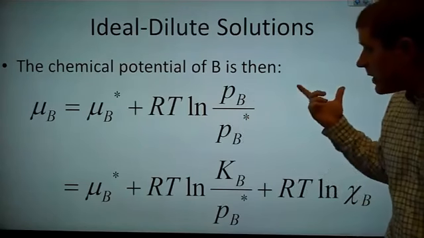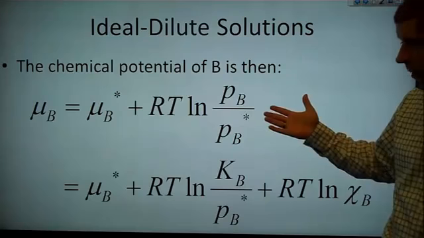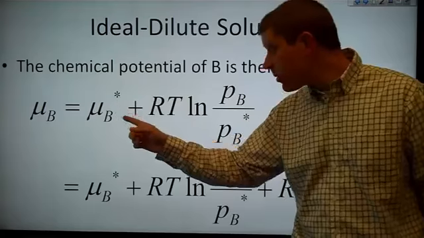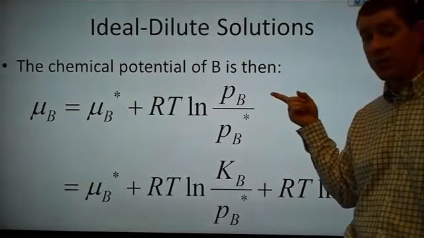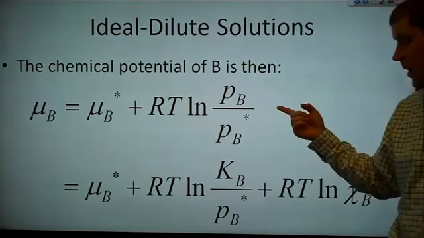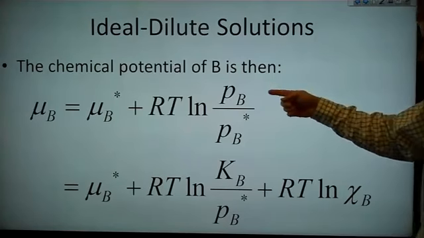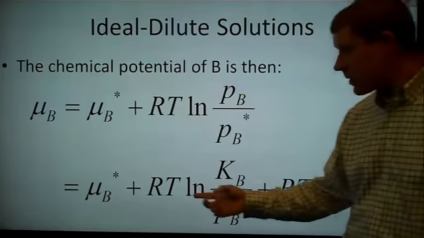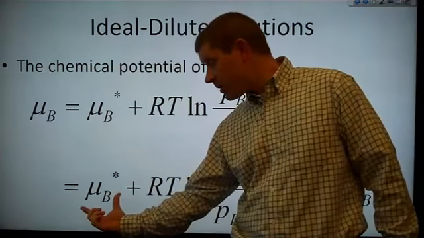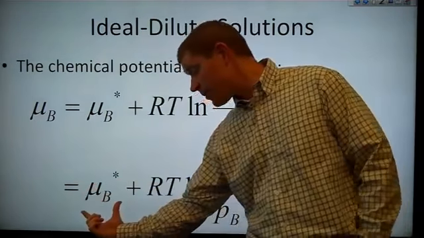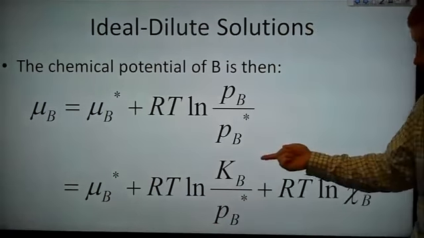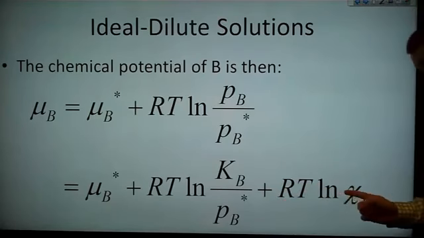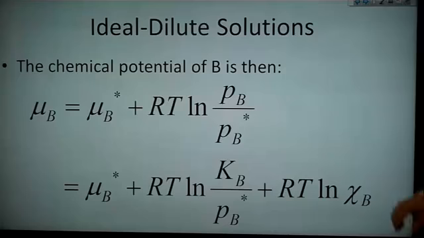And so now for the chemical potential of B, we get an equation that looks something like this. The chemical potential of B in the mixture is equal to the chemical potential of B while it's pure, plus R times T times the natural log of the vapor pressure of B divided by the vapor pressure of pure B. And now we can use Henry's law to get rid of this vapor pressure of B. So now the chemical potential of B is equal to the chemical potential of pure B plus R times T times the natural log of our Henry's law constant Kb divided by the vapor pressure of pure B, plus R times T times the natural log of the mole fraction of B.